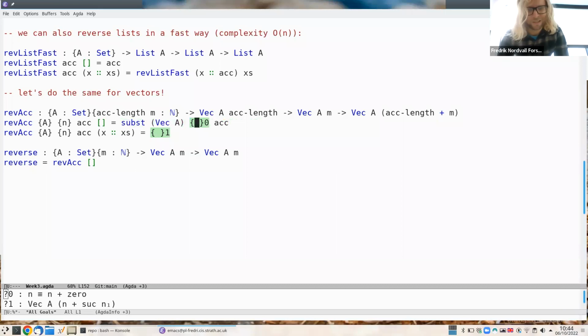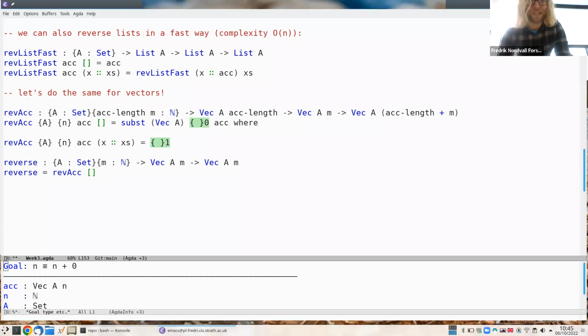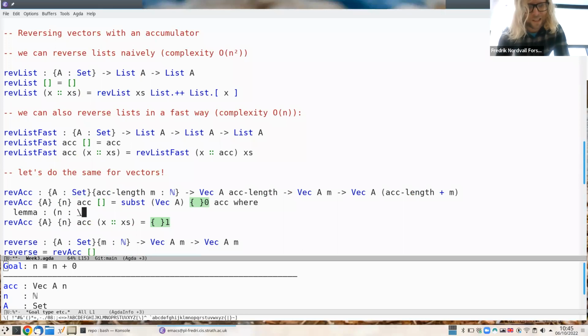You see here, we are now tasked with proving that m is equal to m plus 0. Often it's a good idea to do that at the top level definition. But if you think you're not going to really care about this proof again, you could do it in the where clause. And often it's a good idea to give a good name to these things, but if you don't know a good name, then I usually call them lemma, a small fact that is useful. So here I want to say that m equals m plus 0.